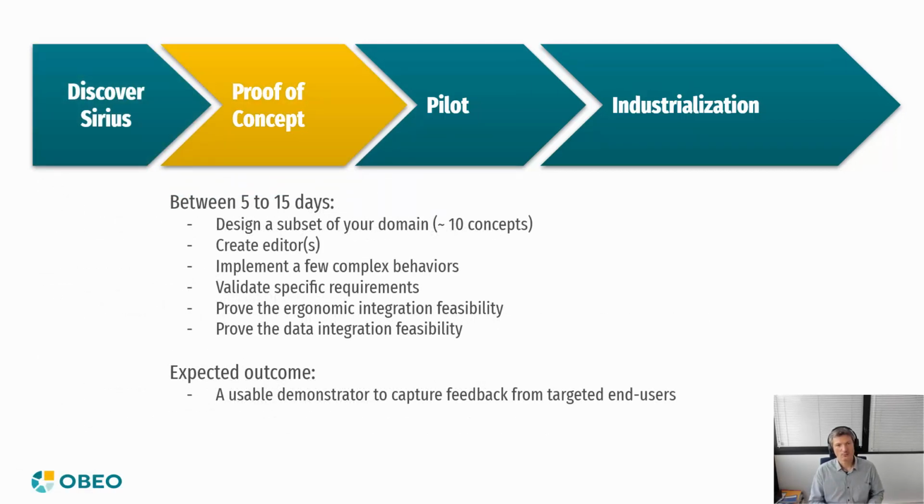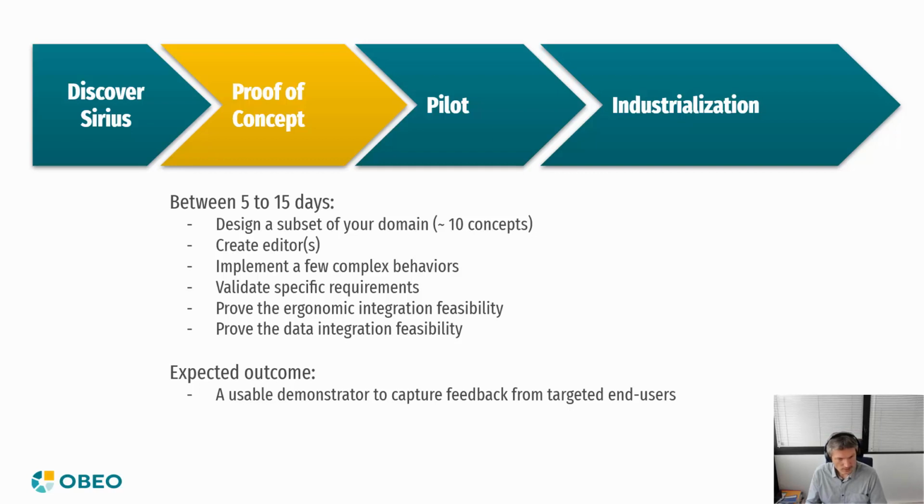Then you can enter a proof of concept phase. Usually it's between 5 to 15 days. And the goal is that we implement a subset of your domains, we create editors, we implement also a few complex behaviors, and we validate your specific requirements. It could be performance, it could be integration, it could be ergonomics, and it could be new concepts to work with.